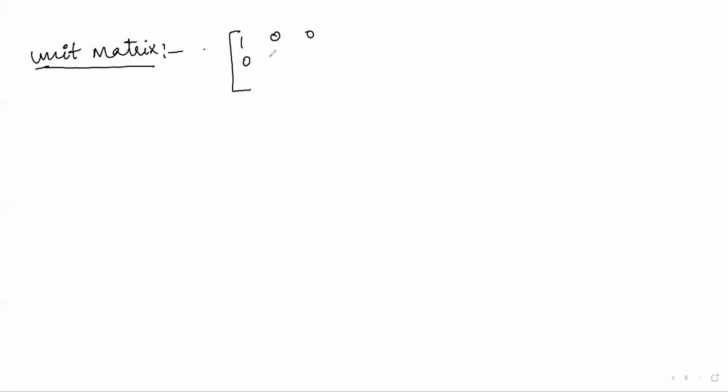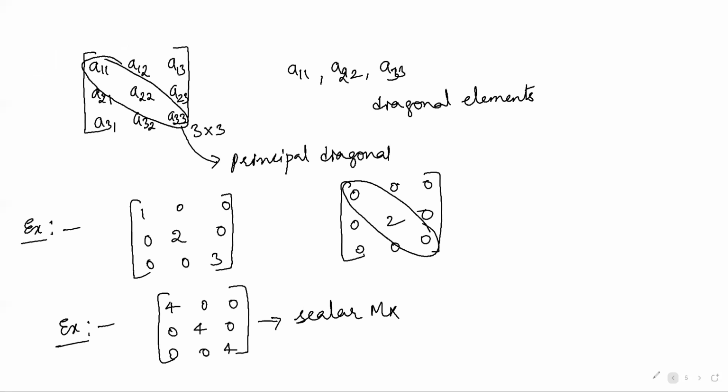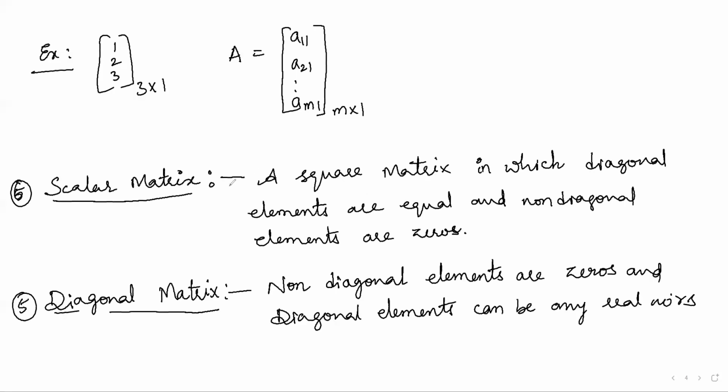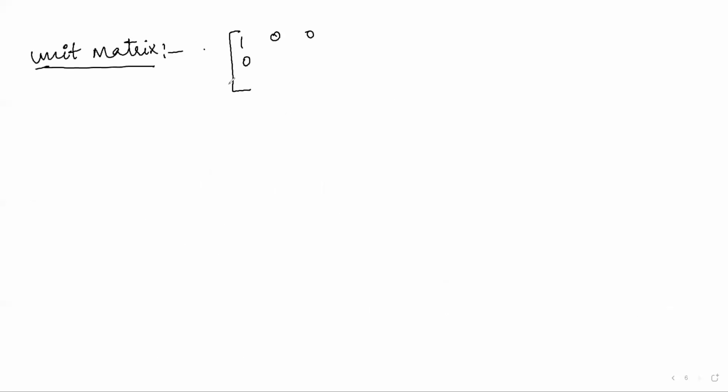Sir, I have a small doubt. Yes, tell me. Sir, the diagonal and scalar matrix are only possible if it's a square matrix, right? Exactly. Whenever we speak about the diagonal, that is possible only in a square matrix.